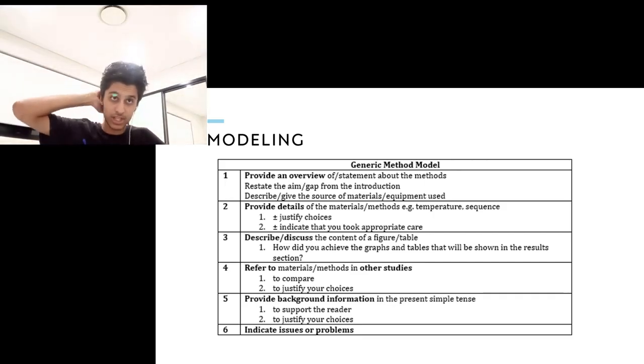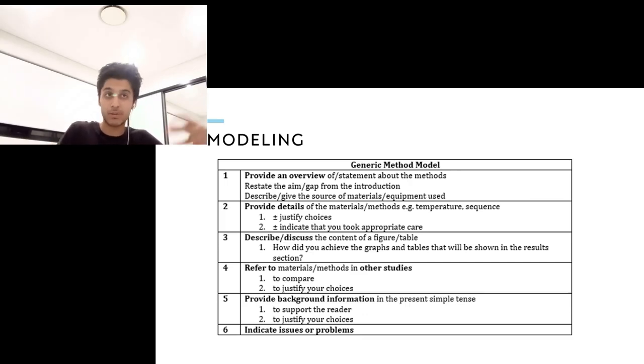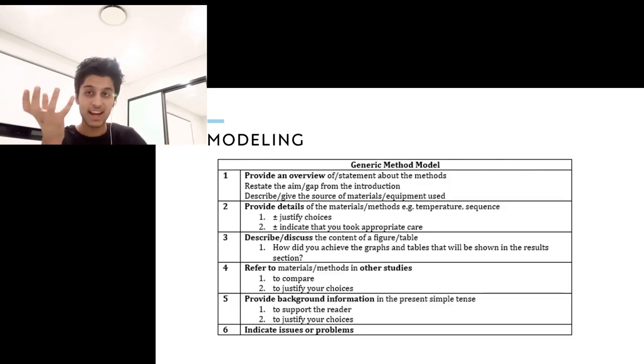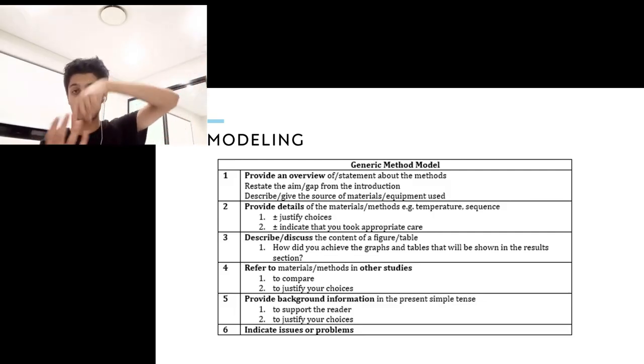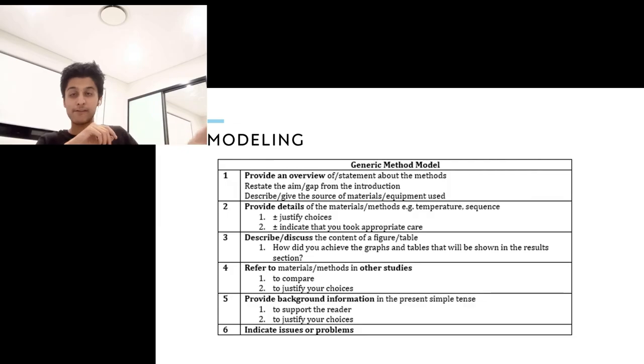Then you want to describe the give the source of materials and equipment used. In the second point, you want to provide details. And here's where you justify your choices, and here's where you indicate if you took proper care or not. Then you want to discuss the content of a figure or a table. So here's where you say how a table was derived from your experiment. So if you're throwing a ball, you could say that a motion tracking app was used.